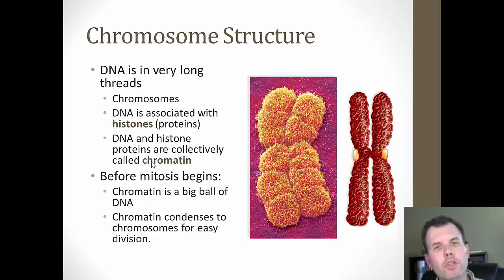However, during the process of mitosis, that DNA actually condenses into what we know as chromosomes, and you guys have all seen this before. They look like these X-like structures. The reason for this is that we want to make sure that our DNA divides properly.